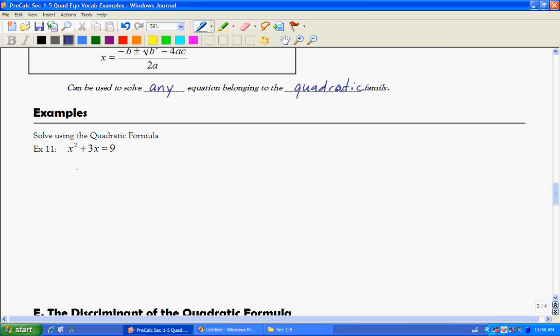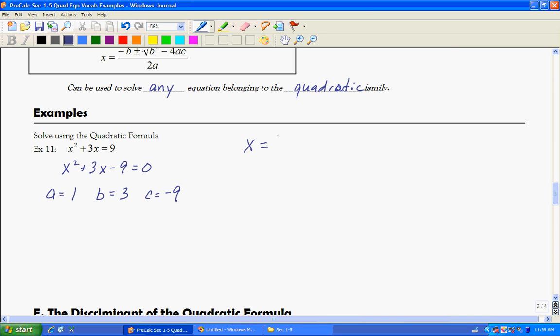First, write your equation in standard form. So we have x squared plus 3x minus 9 equals 0. I always like to write out what my a, b, and c are so I know what it is, and if I have to problem solve, I can come back and make sure I haven't made a sign error somewhere. So a is 1, b is 3, and c is negative 9. So I'm going to place those values into the quadratic formula.